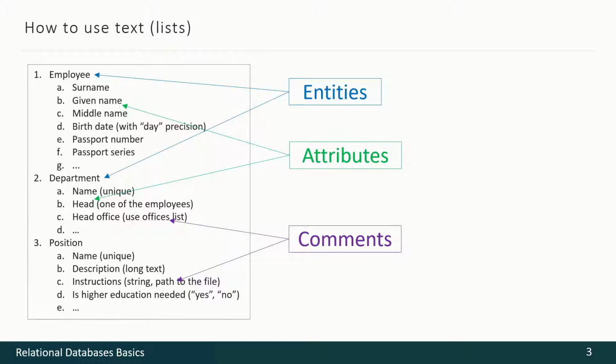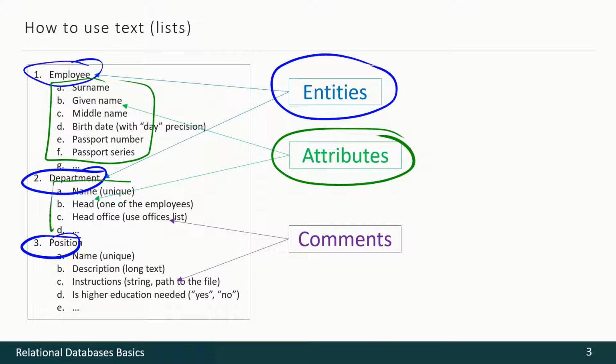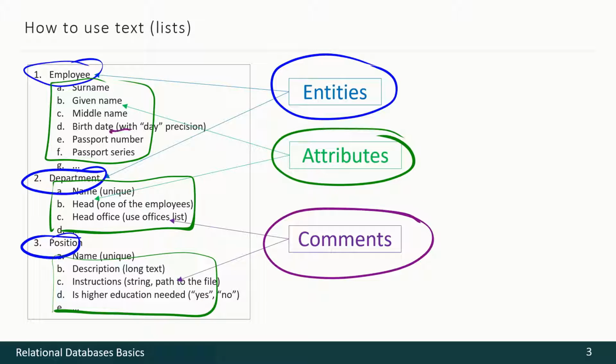This is how text approach may look like. We have entities here, so here they are. We have attributes of those entities, these are sublists here. And we have comments here, some text just in brackets right here in this list.